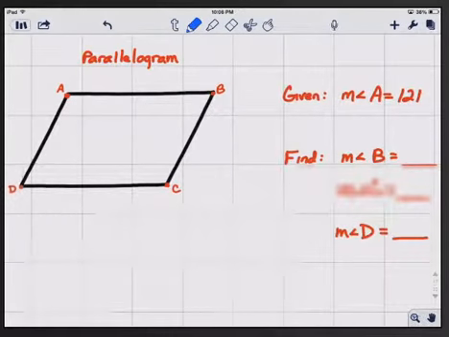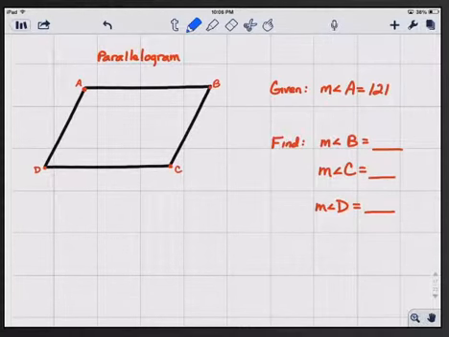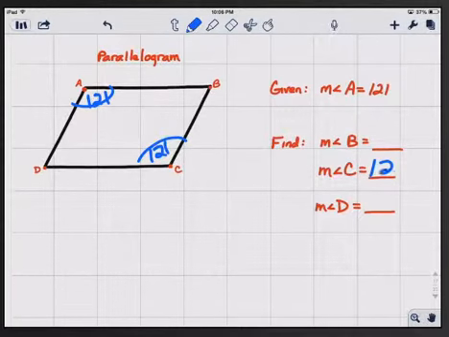Also, for the same type of reasoning, two triangles are congruent when you draw a diagonal. That means opposite angles of the parallelogram, such as angle A, which is 121, and angle C, have to be congruent, so angle C also has a measure of 121. And likewise, angles B and D have to be congruent.